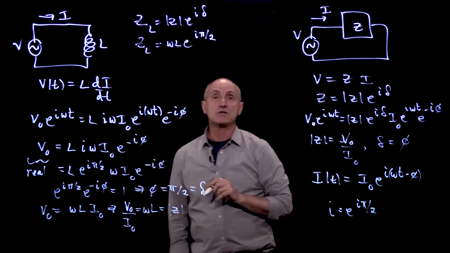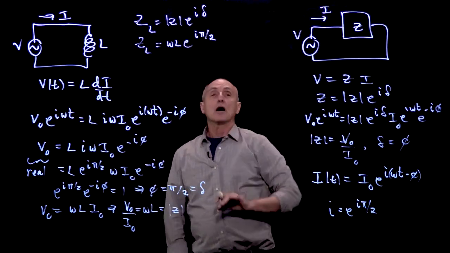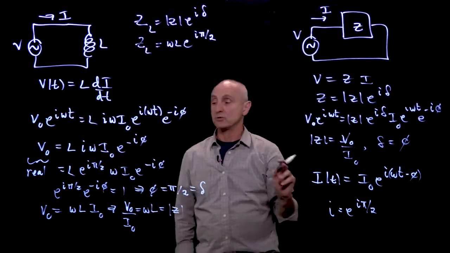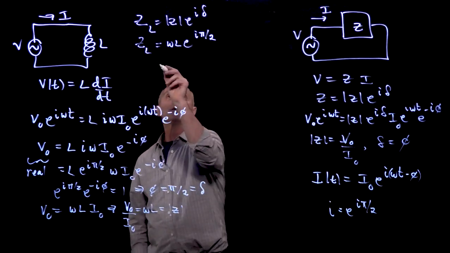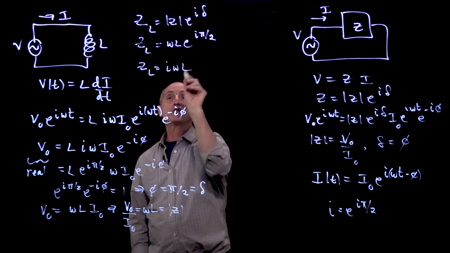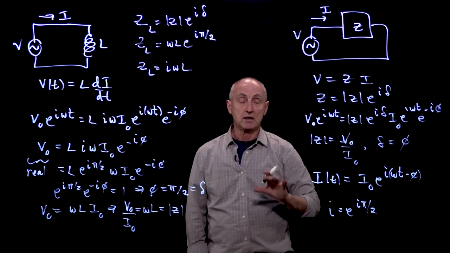And so there is our number, our impedance. Now, because e to the i pi over 2 is i, we can just write this as a pure imaginary number, i omega L, which is the way that we'll use it.